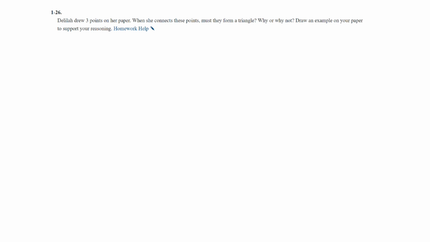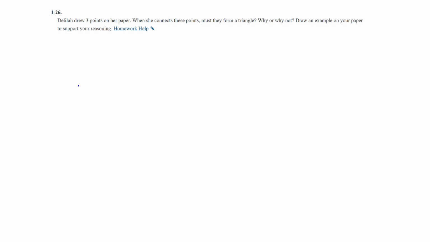Question 26. Delilah drew 3 points on her paper. When she connects these points, must they form a triangle? Why or why not? Draw an example on your paper to support your reasoning. So once again, Delilah drew 3 points on her paper. When she connects these points, must they form a triangle? So every single time you draw 3 points, do they have to form a triangle? And then we need to draw an example on our paper to support whatever answer we decide.